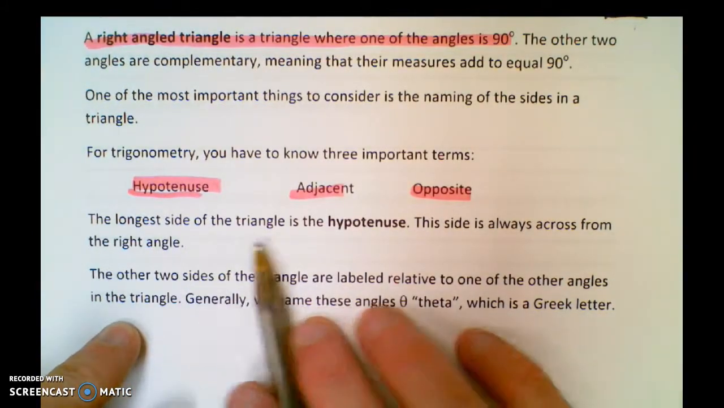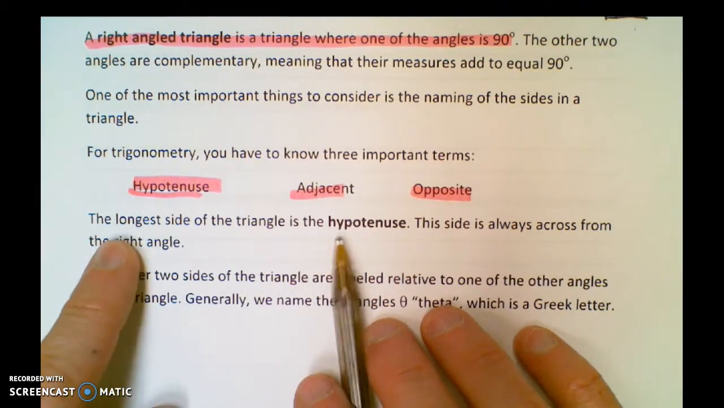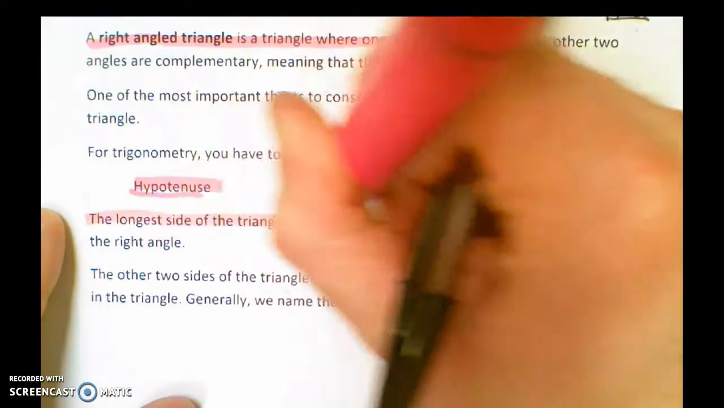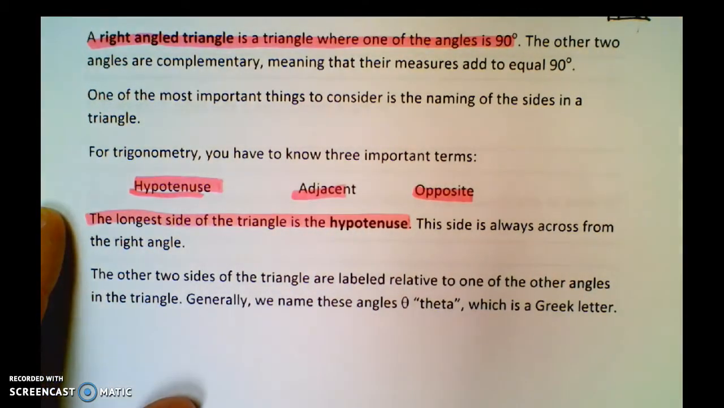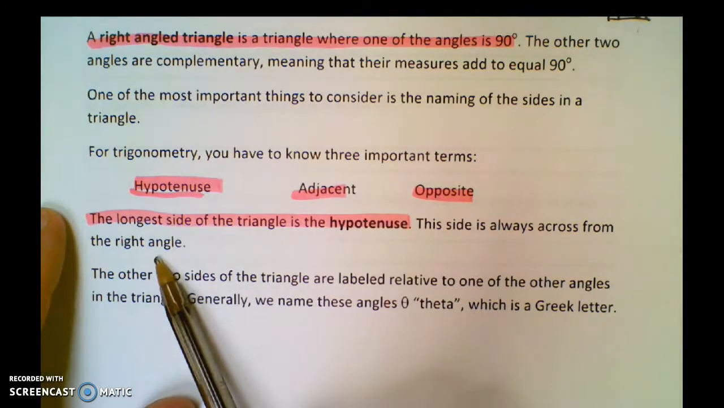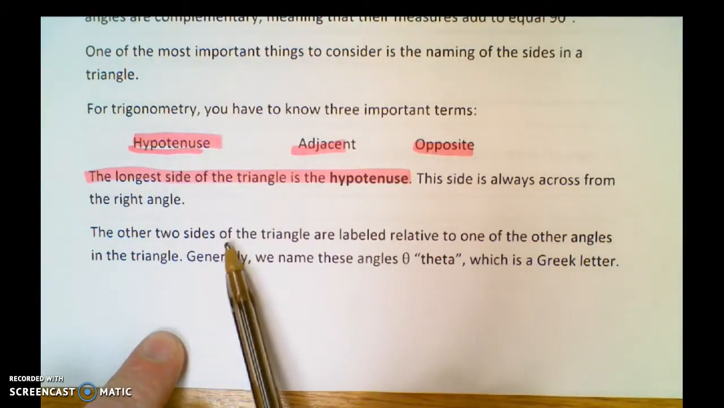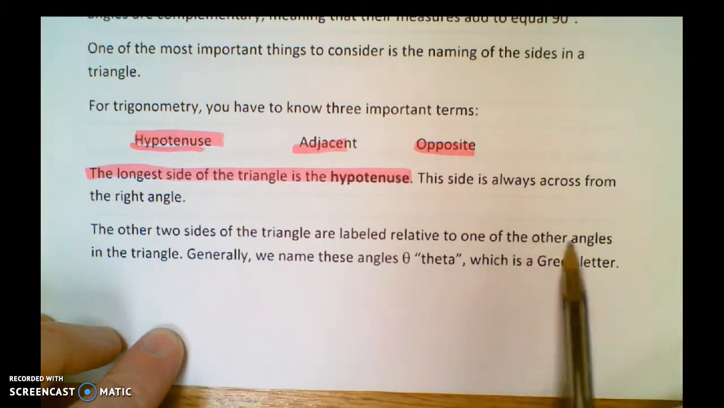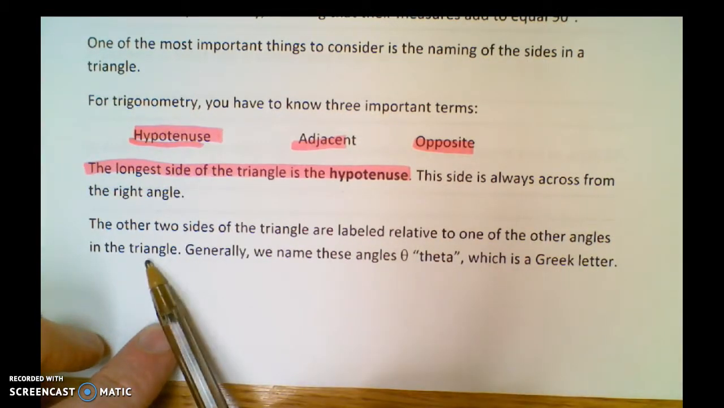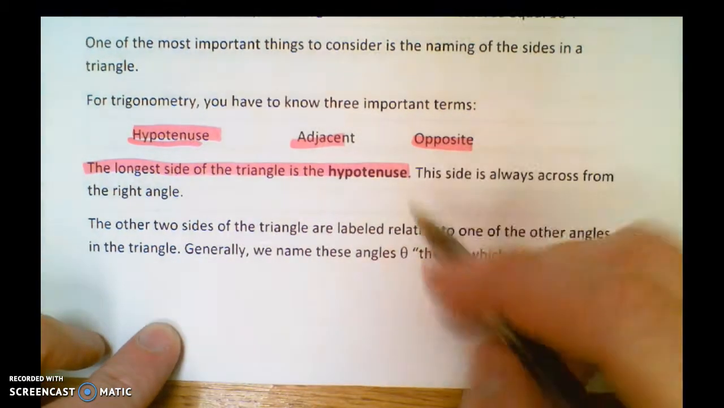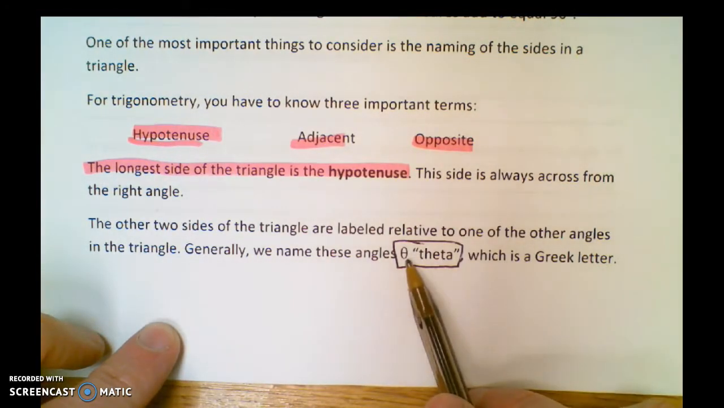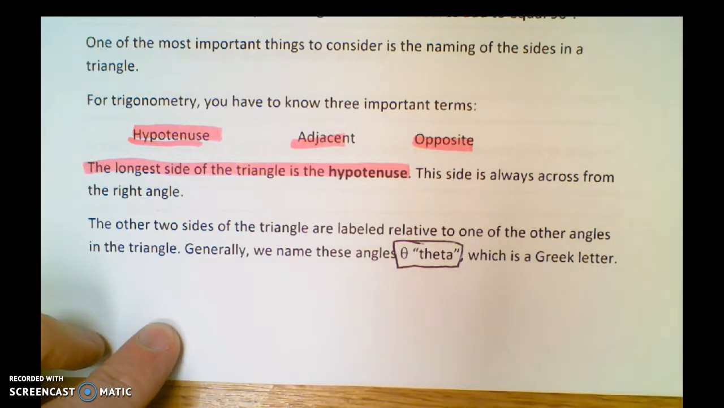The longest side of the triangle is the hypotenuse. We already know that. We worked on that with the Pythagorean theorem, and it helped us solve for missing sides. This side is always across from the right angle. The other two sides of the triangle are labeled relative to the position of one of the other angles in the triangle. Generally we name these angles theta. This is a special symbol right here. This is a Greek letter. It's called theta. So when you see this symbol, it means an angle.